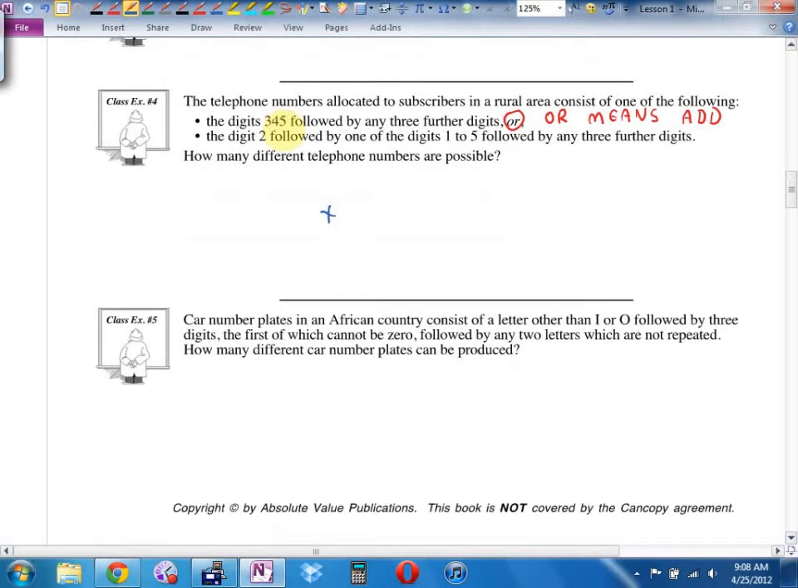So let's look at this first situation. We have to have the digits 3, 4, 5, and then it says any three further digits. Or, add, we have to have the digit 2, followed by one of the digits 1 through 5, followed by any three further digits. If we have to have 3, 4, 5, there's only one way to... It's got to start with the 3, 4, 5. They told us that. They didn't say choose from 3 or 4 or 5. You got to have that. Okay. And then any three further digits.